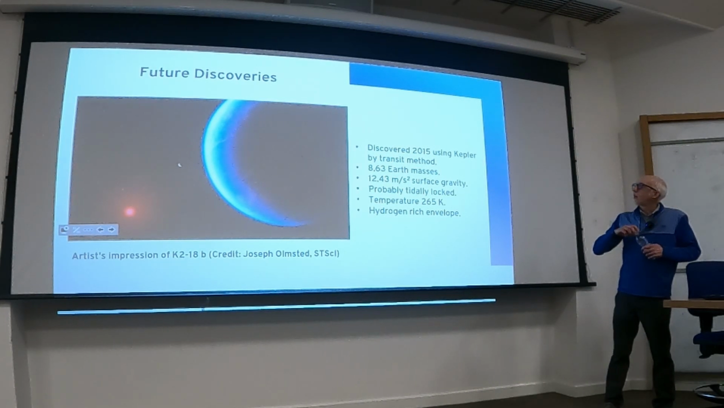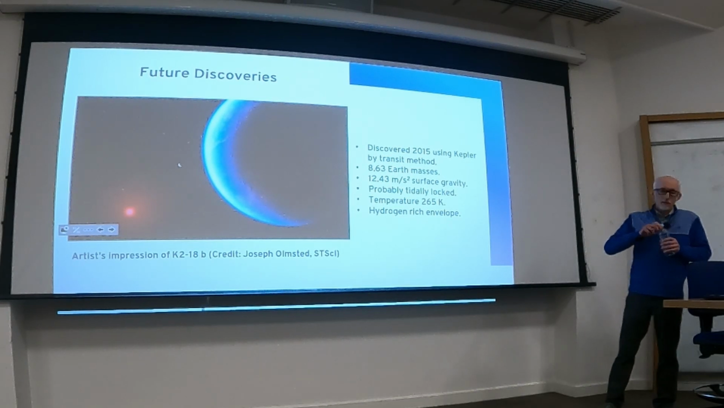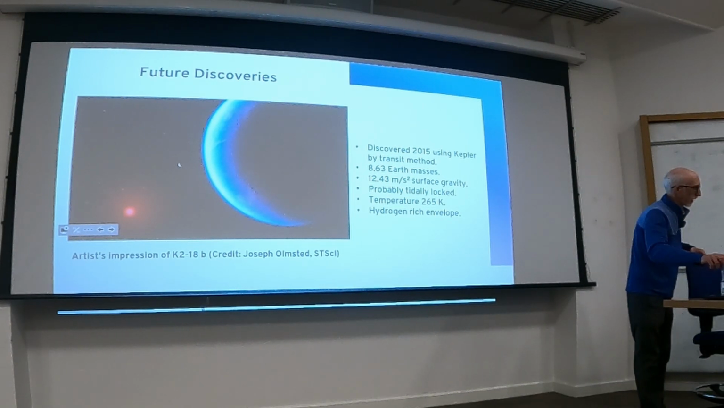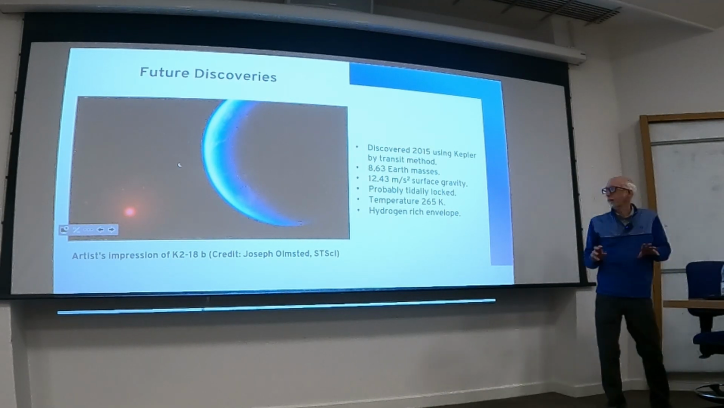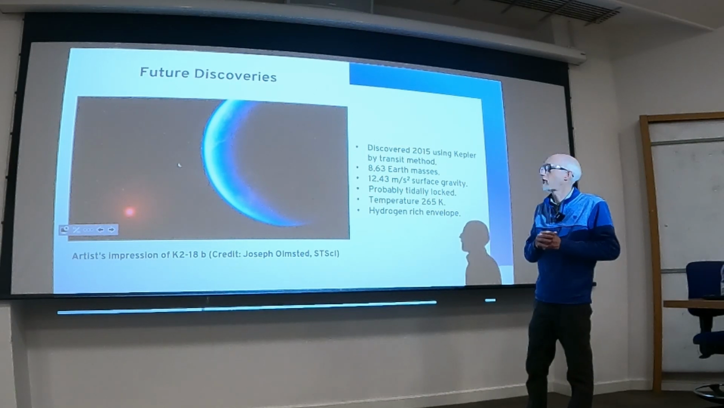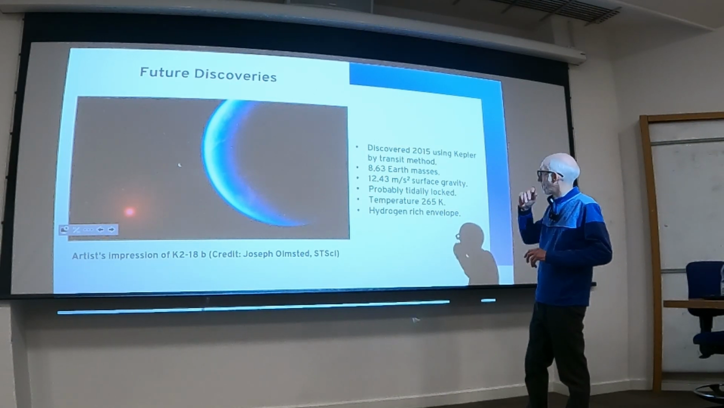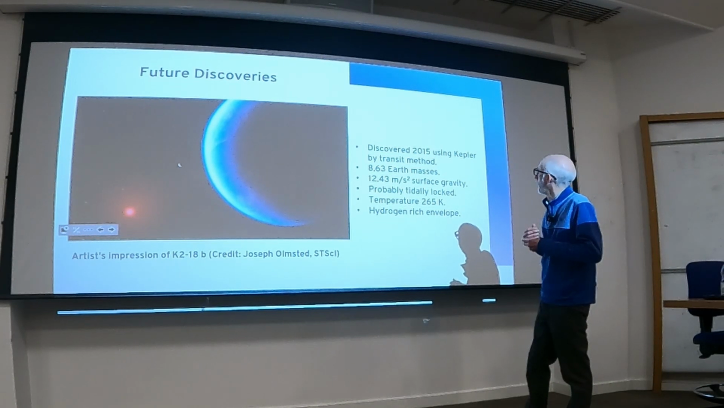Future discoveries. Now this is another large planet. Its temperature is about 265 Kelvin. That's about -8 degrees centigrade or Celsius. It's got a hydrogen-rich envelope, and it was discovered by Kepler again.